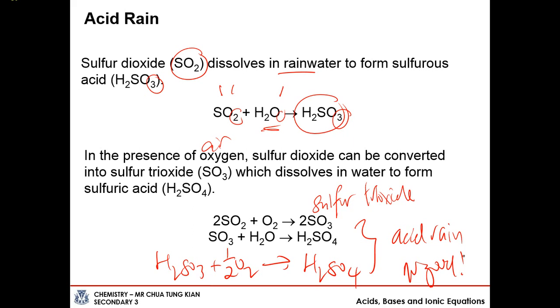So how do we reduce acid rain? We must reduce the sulfur dioxide. How do we reduce sulfur dioxide? We must stop burning of coal. How do we stop burning of coal? We can switch to alternative fuels, or we use less electricity. So do your part and save the environment.